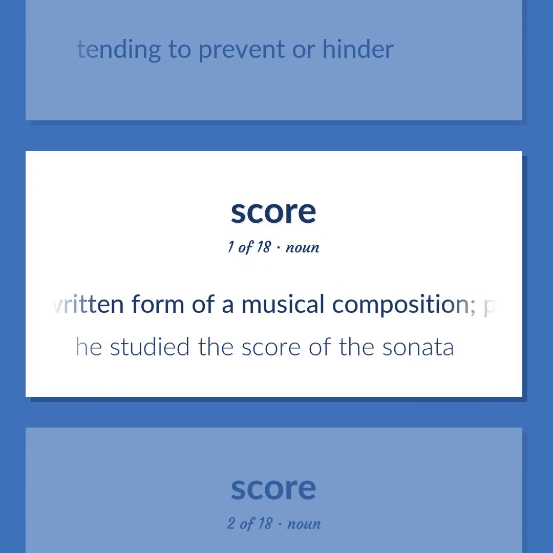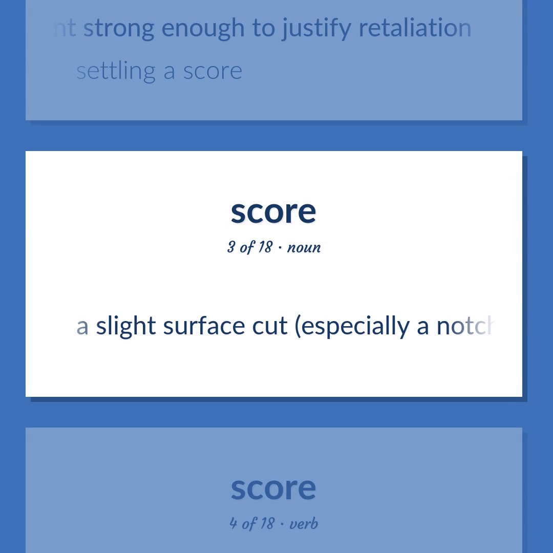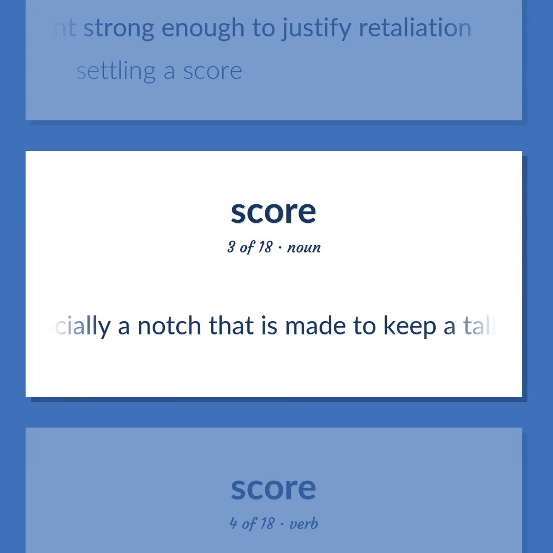A written form of a musical composition. Parts for different instruments appear on separate staves on large pages. He studied the score of the sonata. A resentment strong enough to justify retaliation. Settling a score. A slight surface cut, especially a notch that is made to keep a tally.